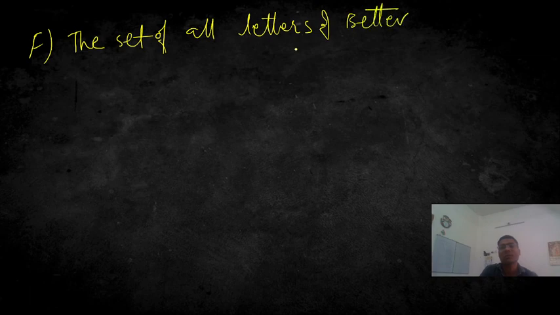The set of all letters of better. So better has the letters B, E, T and R.